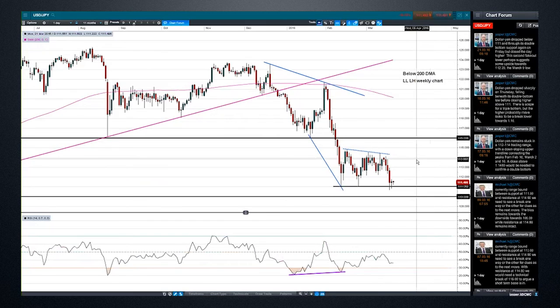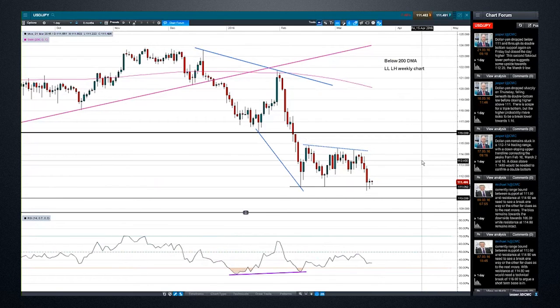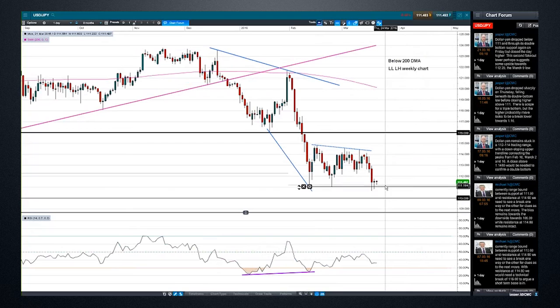Dollar yen, similar situation going on where we've basically put in what could be a triple bottom. We've had two false breaks below that 111 mark and haven't been able to get any further. But obviously the trend is very much down. I tend to think there is more likelihood of a drop down to 110 than a break of this declining trend line. Again, when we're talking about a sideways market, the higher probability trade is buying these supports and selling these resistances, rather than looking for the breakout.